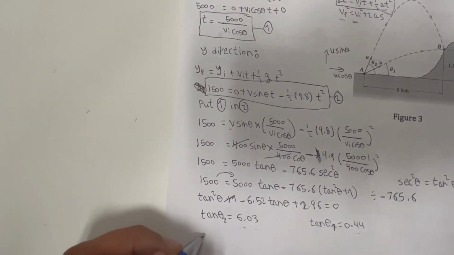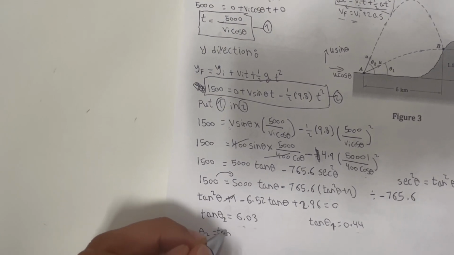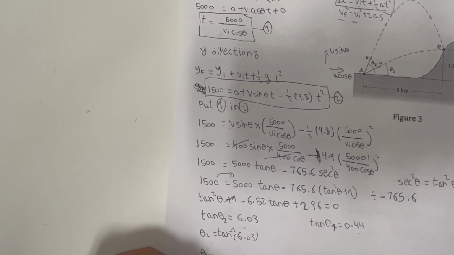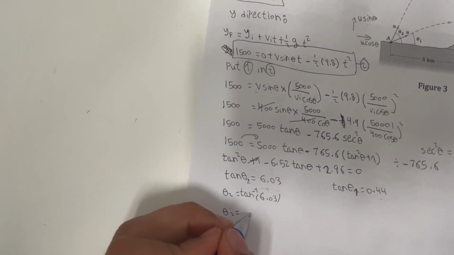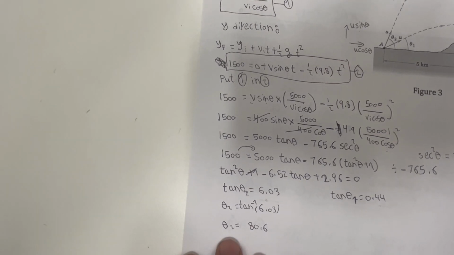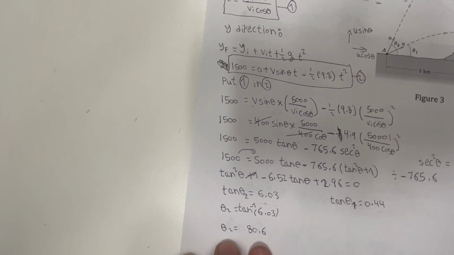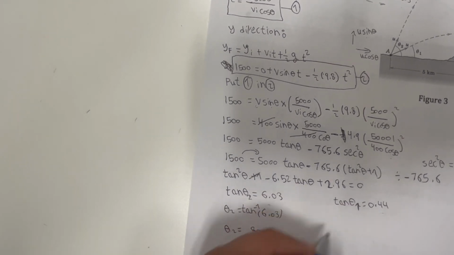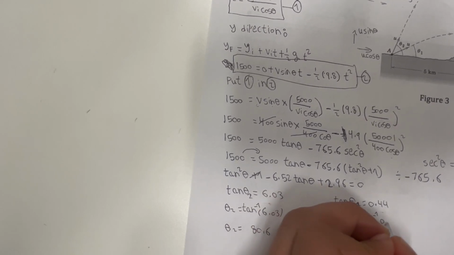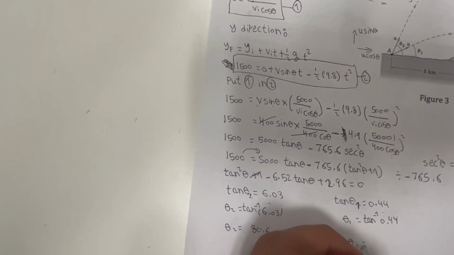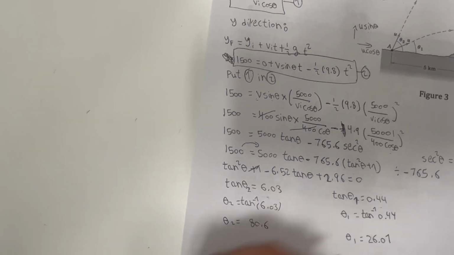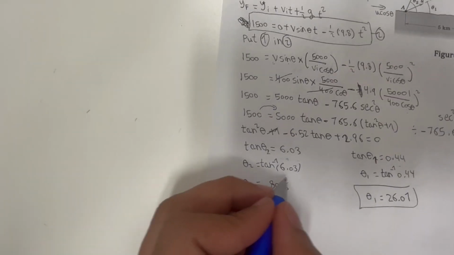Okay, now we can get theta 2 equals tan inverse of 6.03, so theta 2 equals 80.6. Also double check 6.03. Yep, and here theta 1 equals tan inverse of 0.44, so theta 1 equals 26.01.